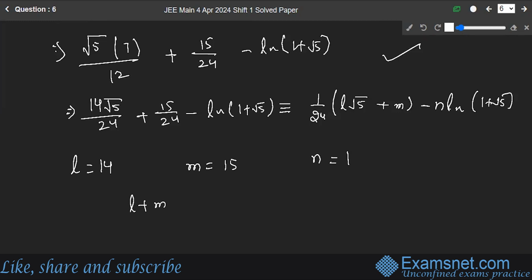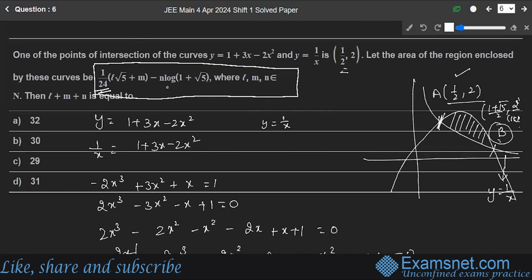L plus N is equal to 1, yes. L plus M plus N is equal to 30, right? Because you are adding all of them. This is equal to 30. That makes the correct option. Hope you understood this. Let's move to the next question.